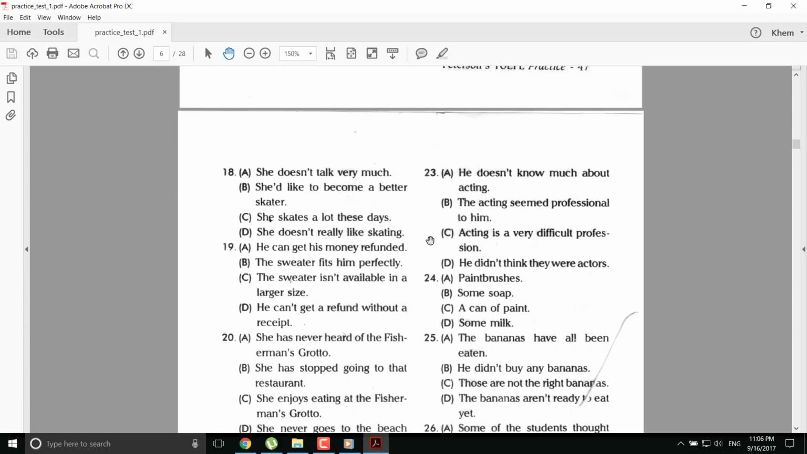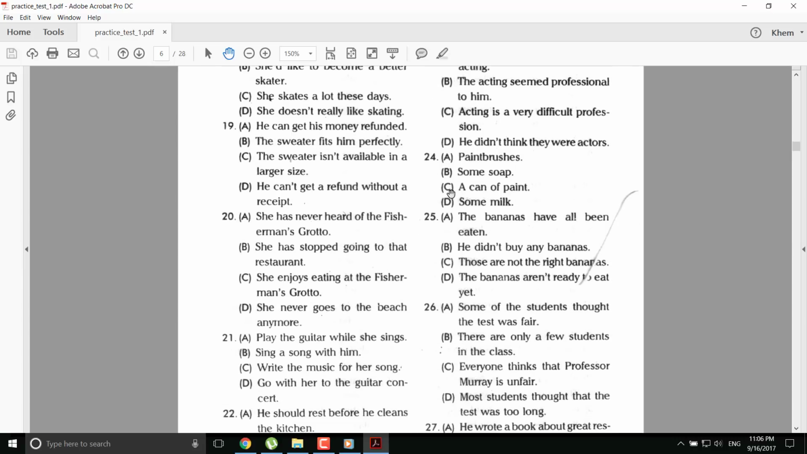Number 24. There are only a few drops left in the can. I guess we'll have to buy some in the morning. Well, we can finish up this job tomorrow. Let's just wash out our brushes for now. What will they probably buy in the morning?